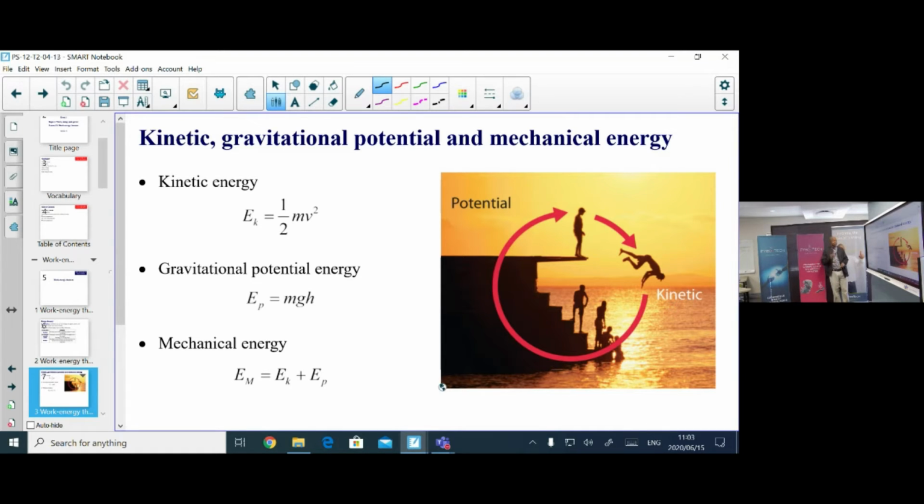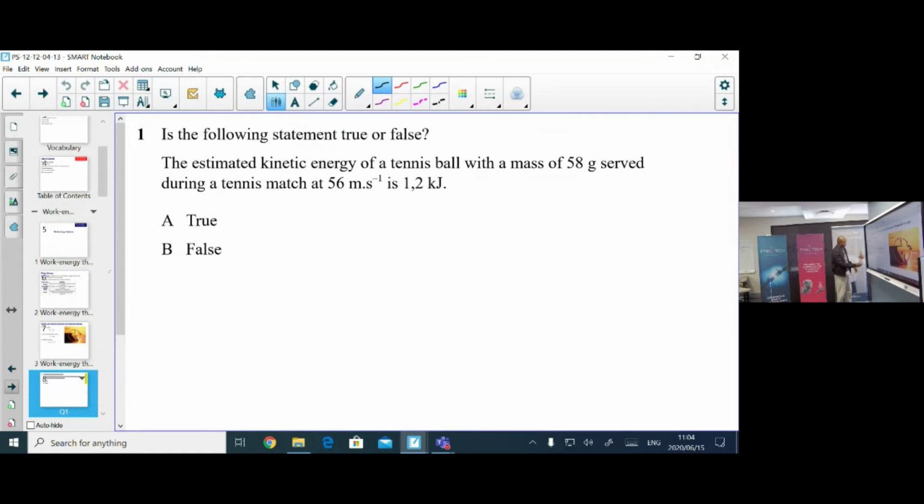You're supposed to know the mass of the object, the gravitational acceleration, and the height. When it comes to mechanical energy, this is the sum of kinetic energy and potential energy. It's denoted by capital E sub capital M. We have done this as well in Grade 10. We can't dwell much on that. We have to move fast to this example.